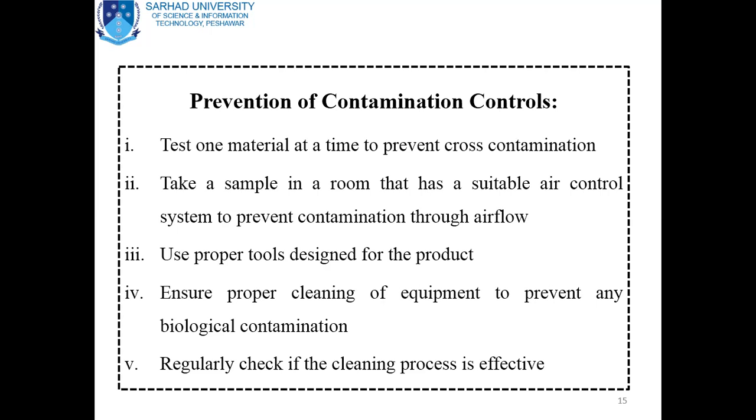The second step is to take a sample in a room that has a suitable air control system to prevent contamination through airflow. Airborne contaminants should be avoided, and the sample should be taken in an area where proper air control is there. If a proper air control system is not installed in that area, there will be contamination chances. Another contaminant may become part of that sample, or the sample may be blown into the air to contaminate other material as well.